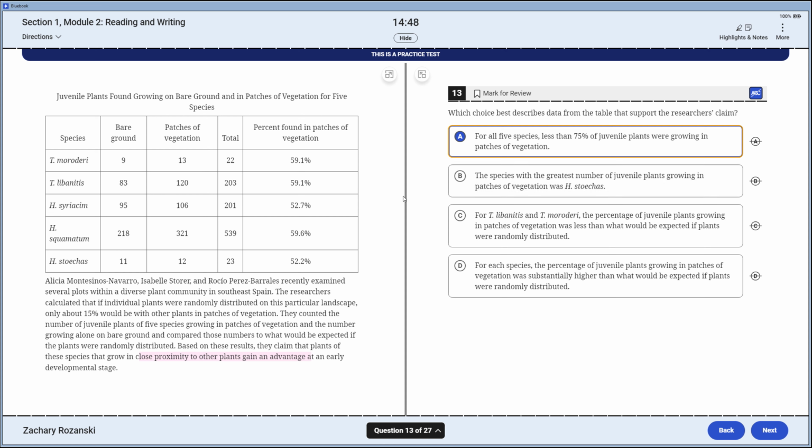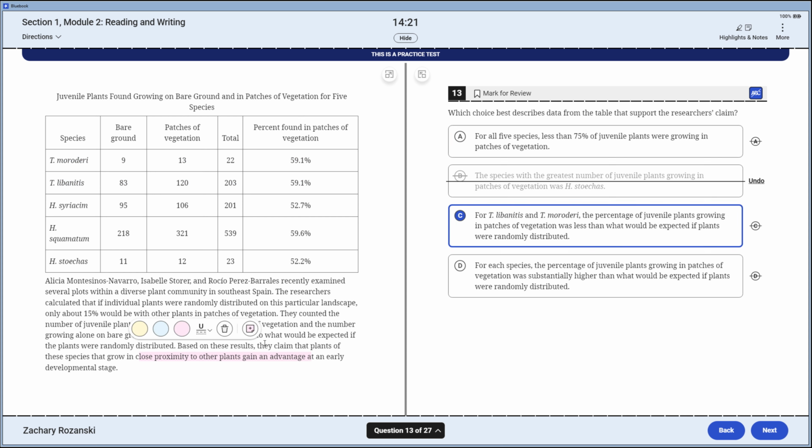Next one, the species with the greatest number of juvenile plants growing in patches of vegetation is this one, and that's not true. That's a liar. For this one and the modern one, so both these top numbers, the percentage of juvenile plants growing in patches was less than what would be expected if plants were randomly distributed. I have no idea why this randomly distributed is coming into play. I read this final sentence and I have no idea what it's talking about. I'm going to skim the text though for this notion of random distribution, just because it seems out of left field. None of my axes, my title doesn't talk about it.